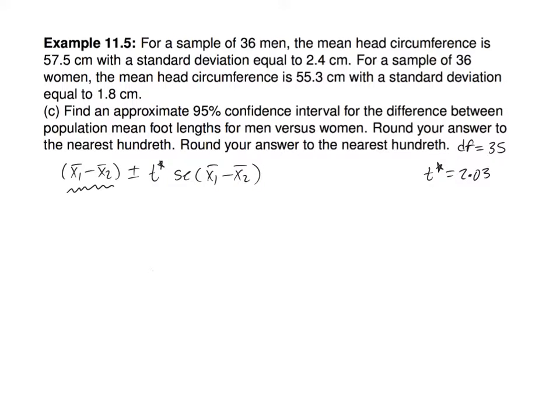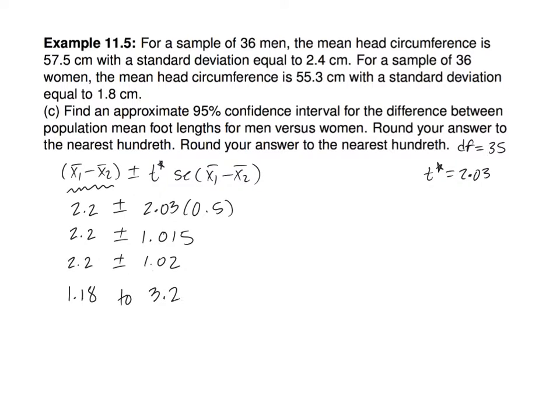What goes in for x1 bar minus x2 bar? 2.2, okay. Plus or minus 0.5 times... That's 2.2 plus or minus 1.015. If I was going to round that to 2 decimal places, what would I round it to? 1.02. So I have 1.18 to 3.22.